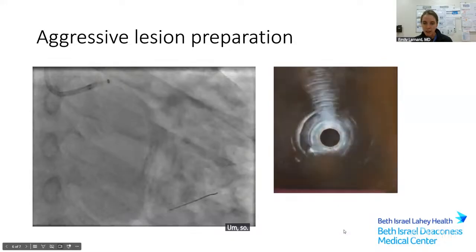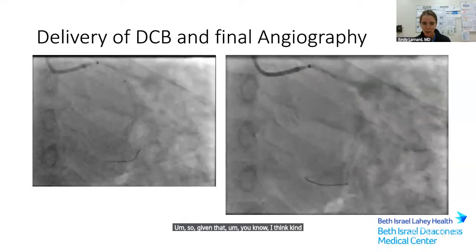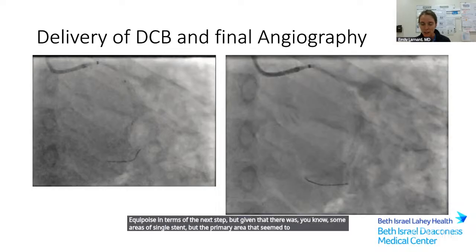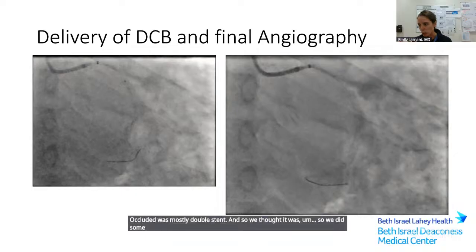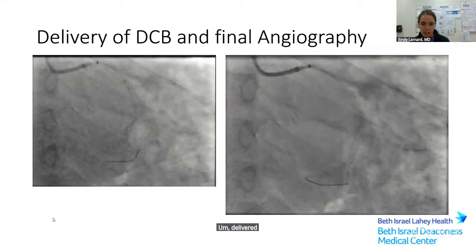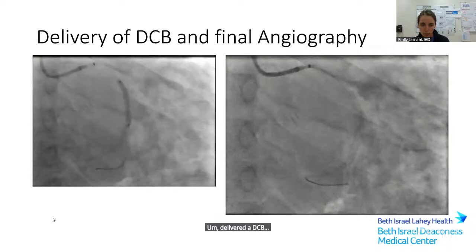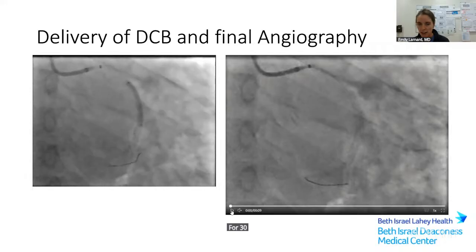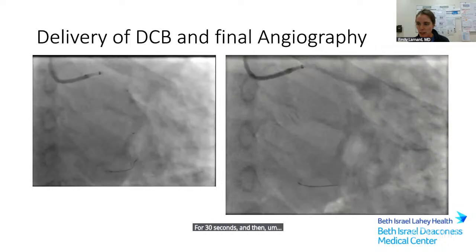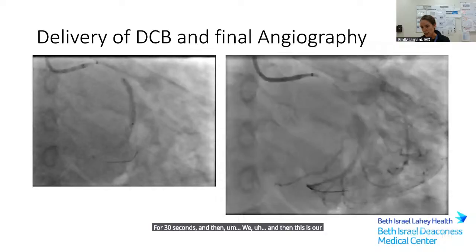Given that, like we've been saying, there's a little bit of equipoise in terms of the next step. But there were some areas of single stent, and the primary area that seemed to have been occluded was mostly double stent. So we did some additional POBA distally just to open up the OMs, and then delivered a DCB 3.0 for 30 seconds. And then this is our final result angiographically.